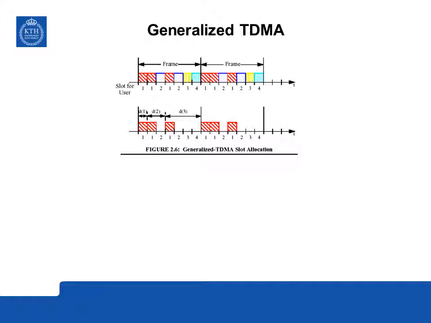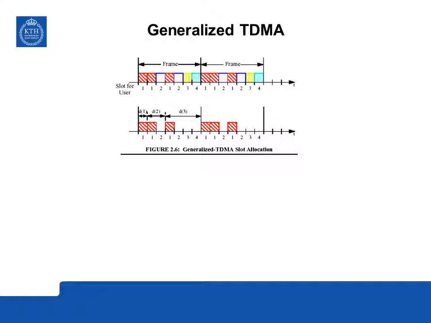So let's finally look at some of the more advanced concepts in Chapter 2. One of the concepts introduced is the generalized TDMA. If we have non-equal arrival rates from the different users, it may be of interest to allocate a different number of slots in the frame to the different users. An example is shown here where the red user gets 3 slots in a frame, whereas the blue user gets 2 and the yellow user gets only 1 slot for every frame.